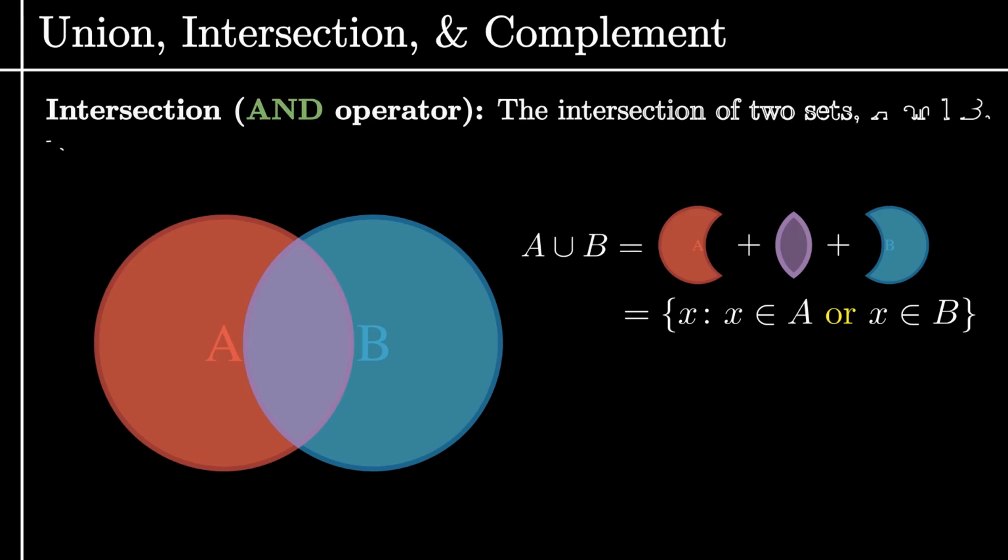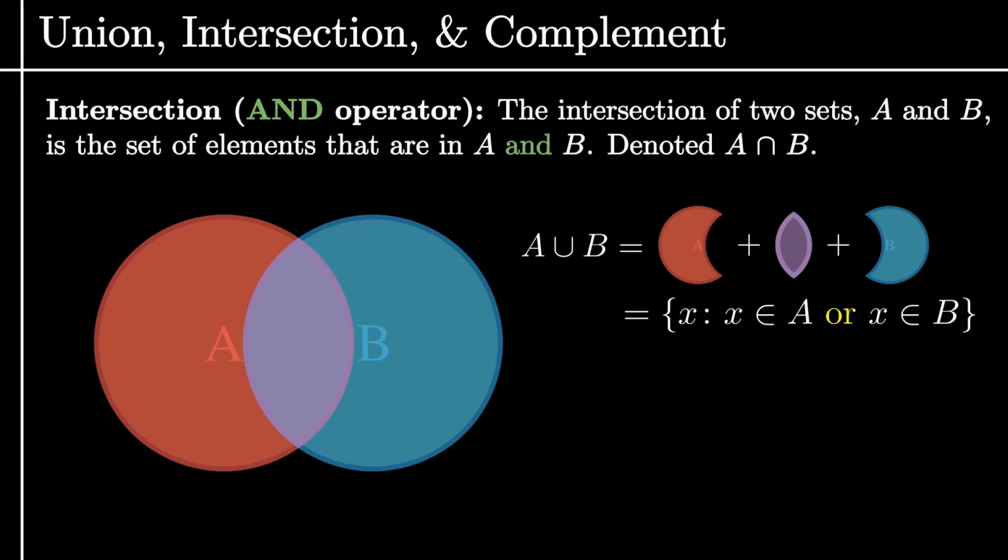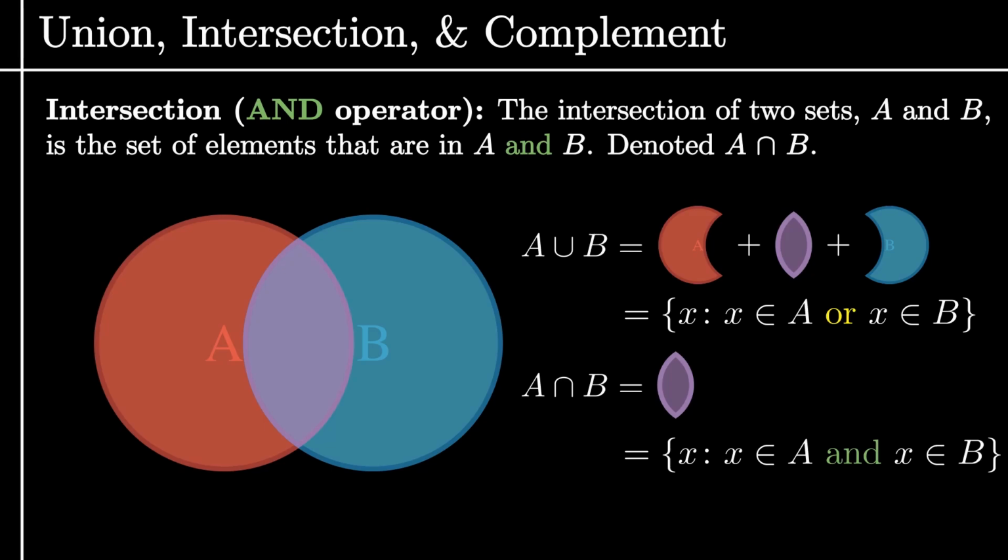Secondly, the intersection of two sets, A and B, is defined to be the set of elements that are a member of A and B. Again, just like union is an OR operator, intersection is an AND operator. This is denoted with this symbol, which I like to remember as an N for intersection. In our diagram, the intersection of A and B would be solely the overlapping region, as those are the only points in both A and B. Its set builder is the same as union, except we simply swap the OR for an AND.